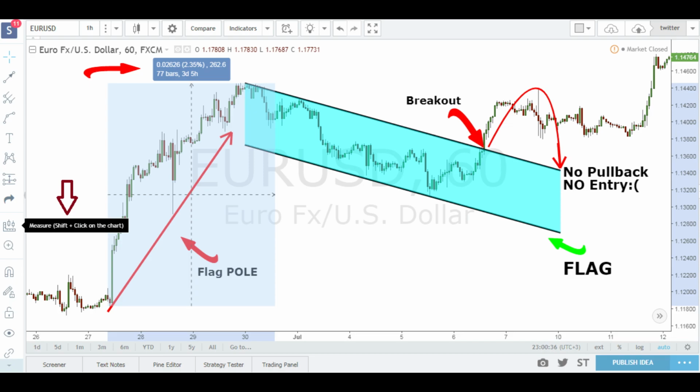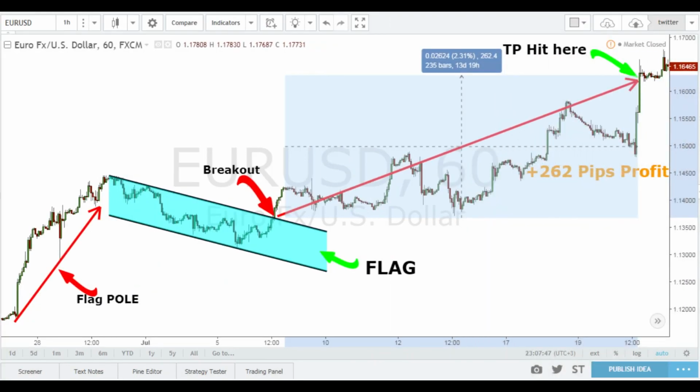TradingView comes with a very handy tool called Measure, which will allow you to quickly measure how big the flagpole was. Alternatively, if you're an MT4 trader, if you don't want to count by hand, you can simply use the Fibonacci indicator and set your target at the 100% Fibonacci ratio. We can see that we have a good profit target of approximately 262 pips. And if we measure the same amount from the breakout point and project it to the upside, we get our profit target.